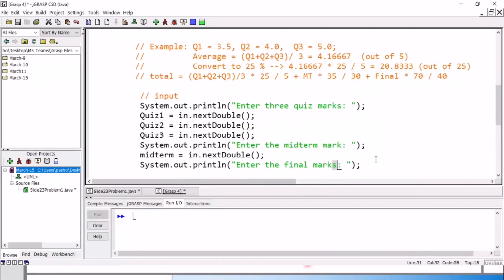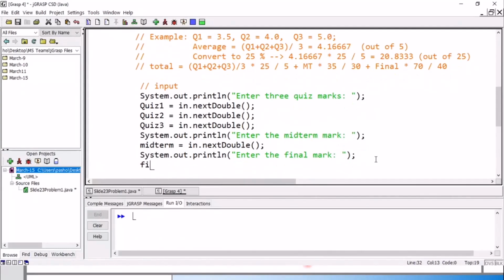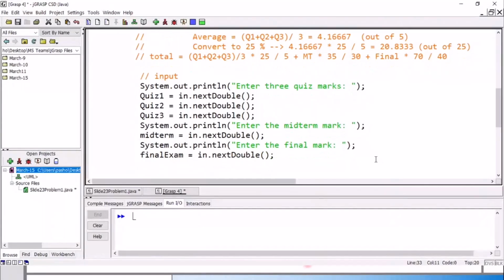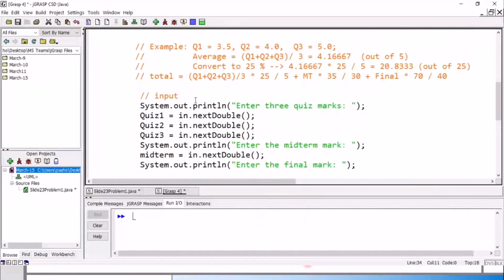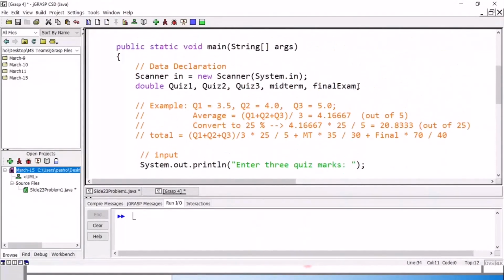Okay. And we will read final exam equal n.next double. This is input. Now for the process, we will write the equation. I need to define another variable which we will call total. So I will go up and define another variable called total.